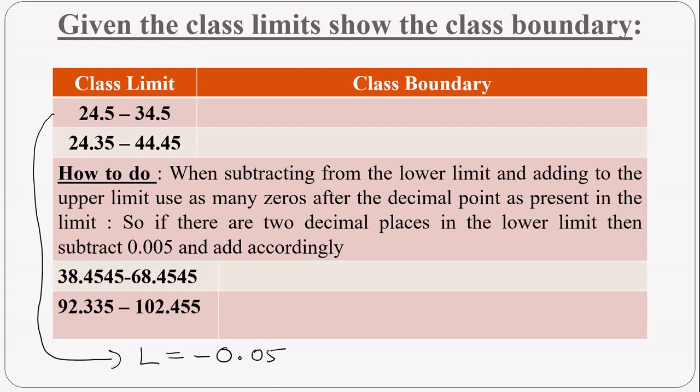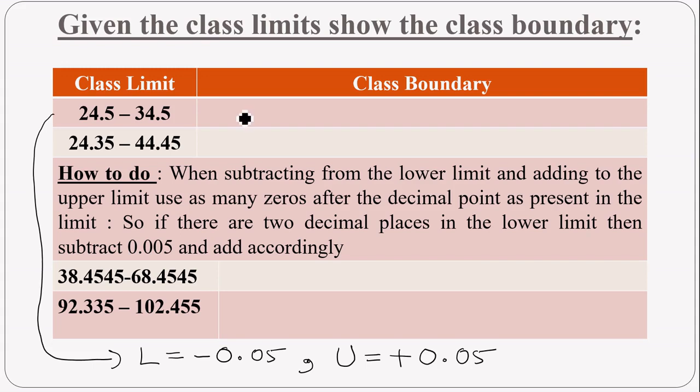Is that clear? And what we need to do with regards to the upper limit, I'm mentioning U for upper limit, we need to add 0.05. So this is the simple rule we need to apply for the first example. Is this clear, dear students? I will write in the class boundary for your understanding. I will write only once. Later on, you should understand with the other examples.